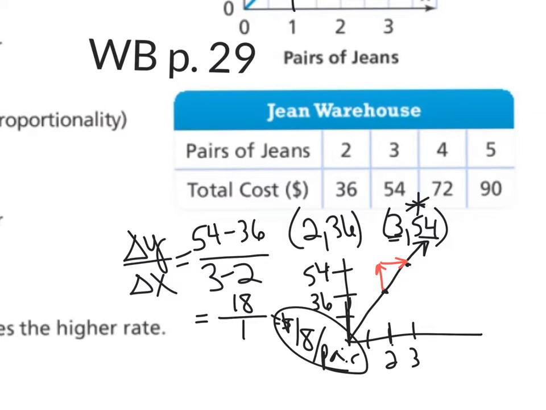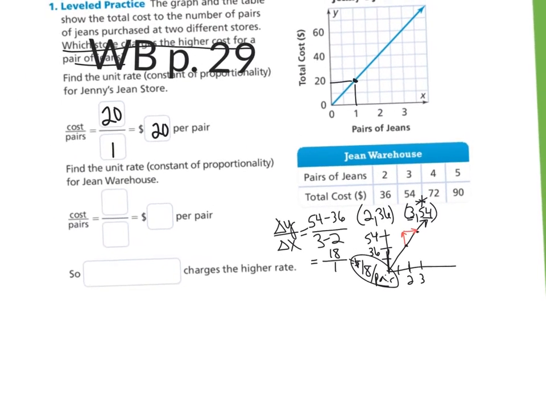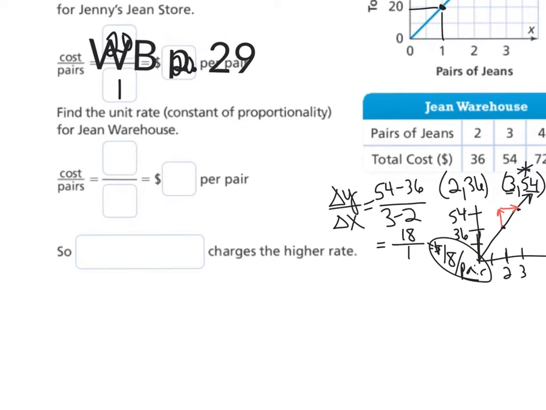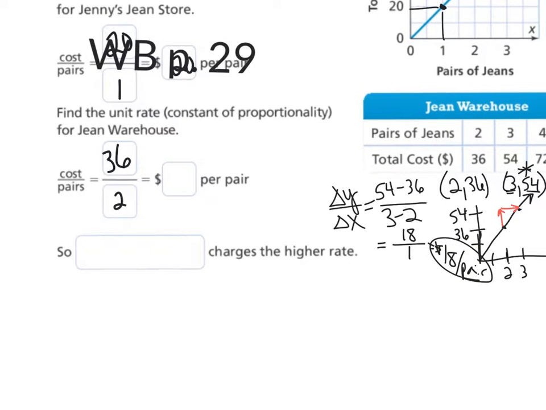So $18 per pair at the Jean Warehouse, and the other one was $20 per pair. I mean, if you want to on this, what they're doing is they're just using the points in the table and just dividing those since it is proportional. But like I said, later we'll get into stuff that's not proportional, and you won't always just be able to say, oh, I'm going to take these two numbers and just divide them. So then we could say Jenny's jean store charges the higher rate.